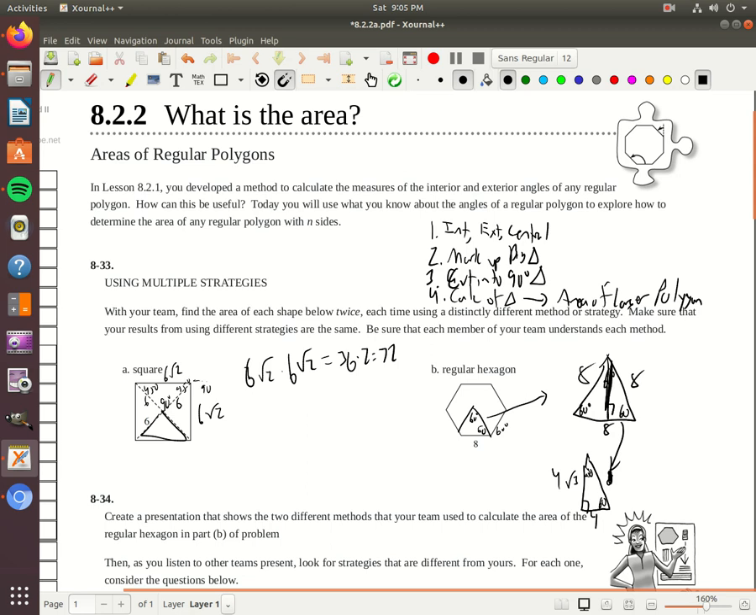By the way, on this one, if you didn't remember the 30-60-90 triangle, we would use trig. I don't quite want to introduce trig quite yet. There's so much going on already. I'm just going to go with those special right triangles and we'll go from there.